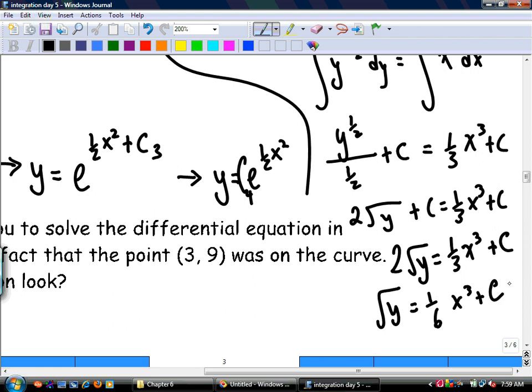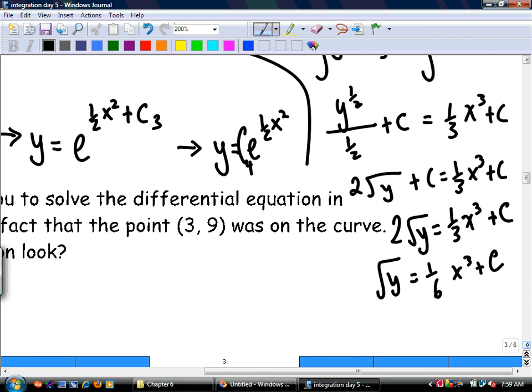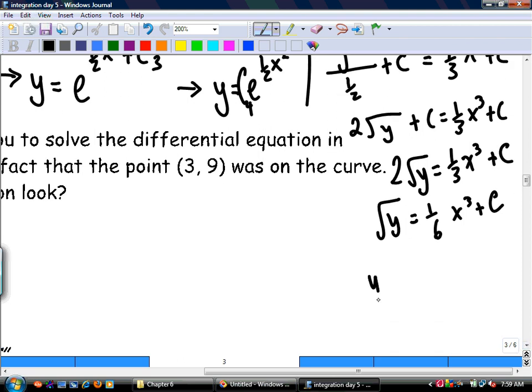The constant's just changing as we need it to. Because when we do 3 comma 9, all we're going to do is put 3 in for x, 9 in for y, and make the c work. Square both sides. 1/6 x cubed plus c all squared. So we're going to put 3 in for x, 9 in for y, and figure out our c now.